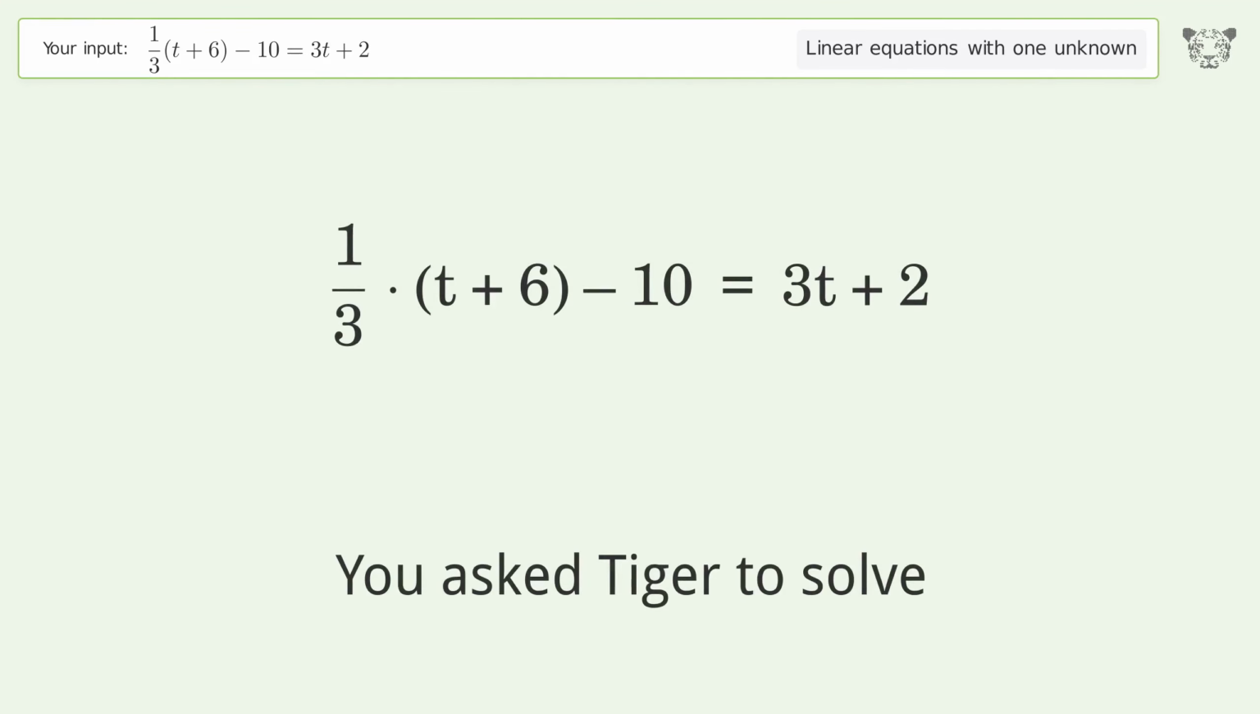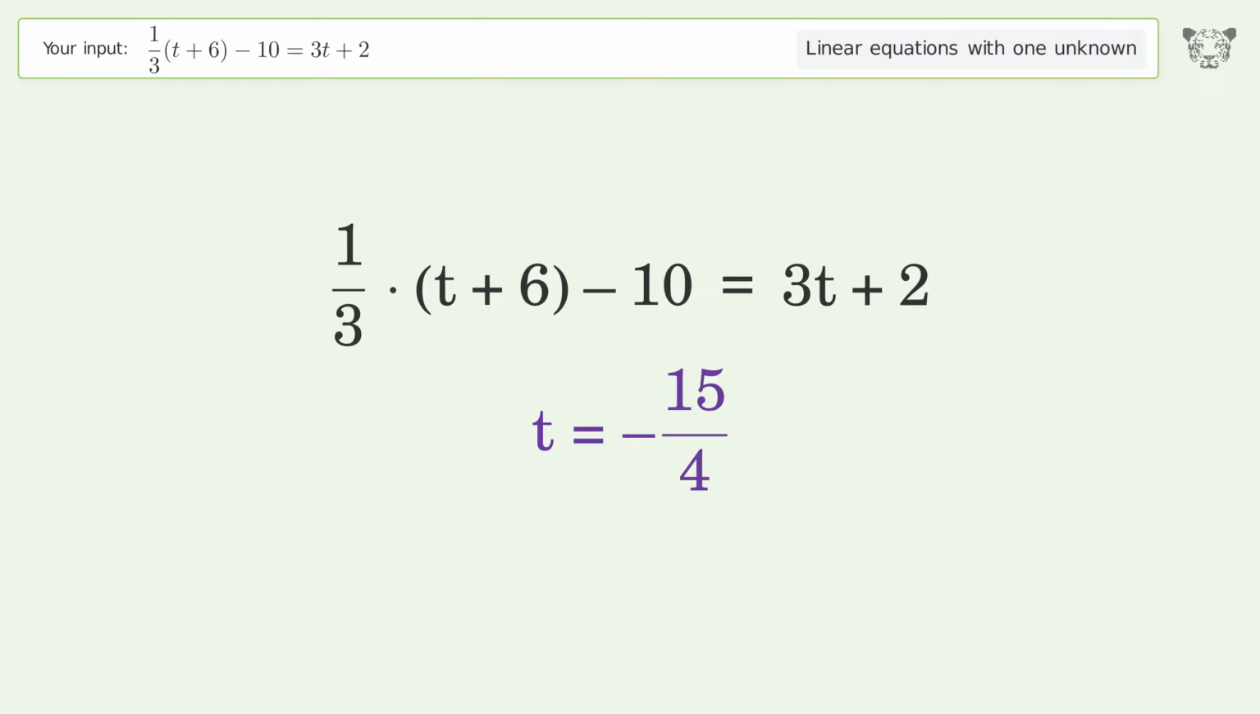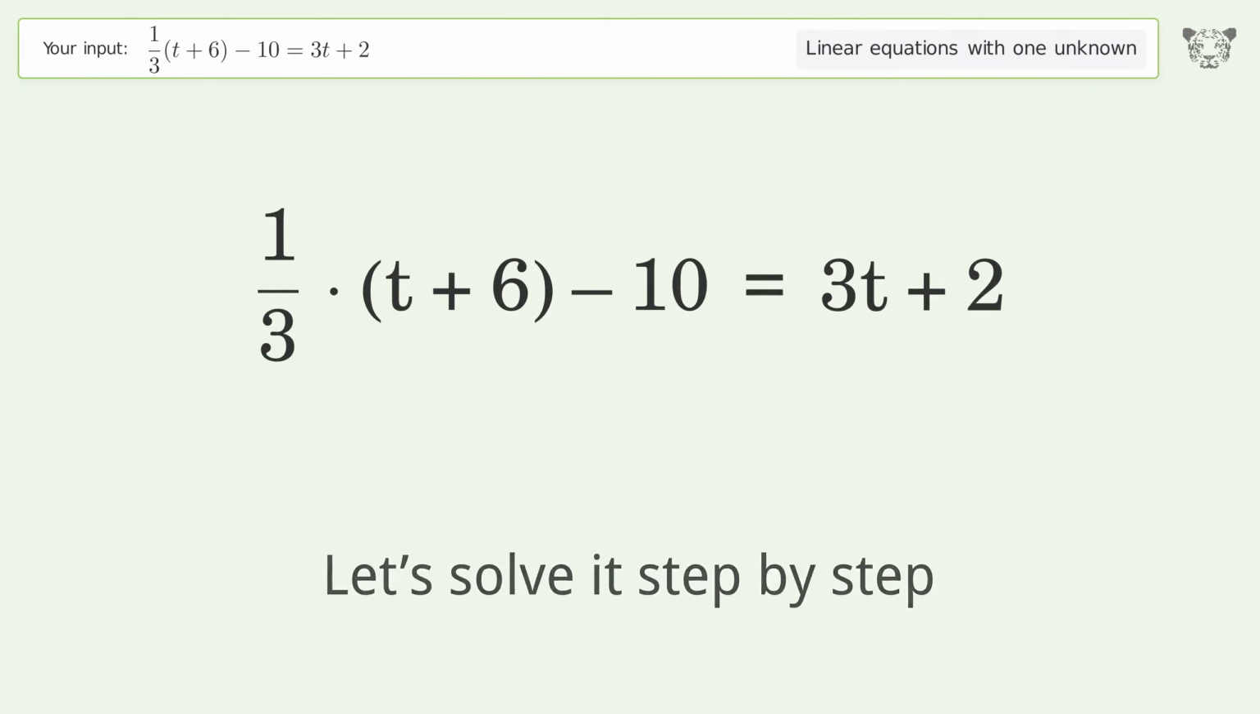You ask Tiger to solve. This deals with linear equations with one unknown. The final result is t equals -15/4. Let's solve it step by step.